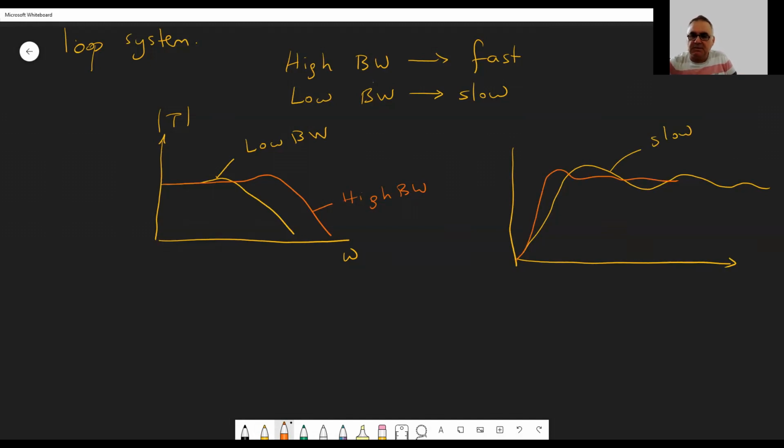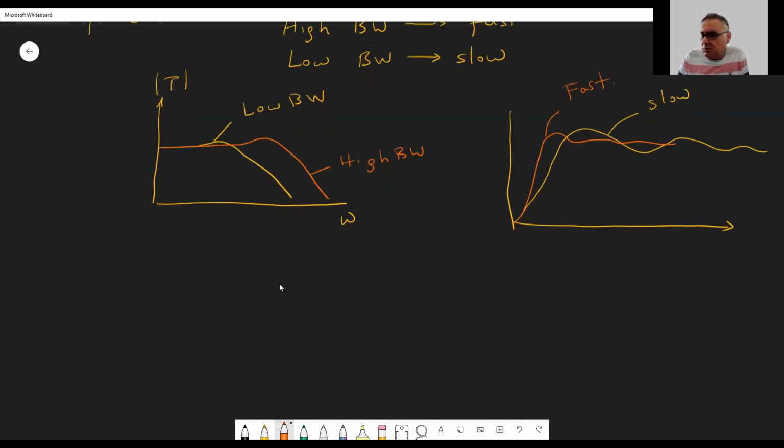You know, it will settle down. This will be fast. It will settle down much quicker, okay? So it's a measure of speed. Of course, high bandwidth is desirable. We want it, but it usually makes the system less robust and amplifies the system noise. So there is a limit to increasing the bandwidth. You cannot increase your bandwidth arbitrarily.